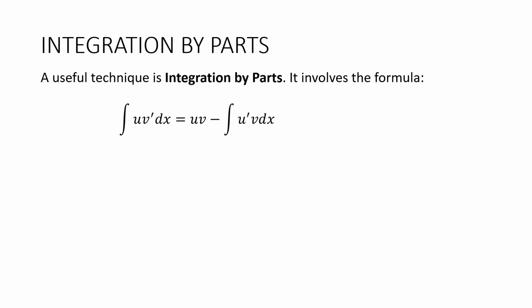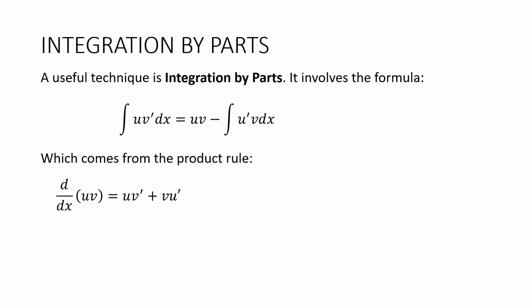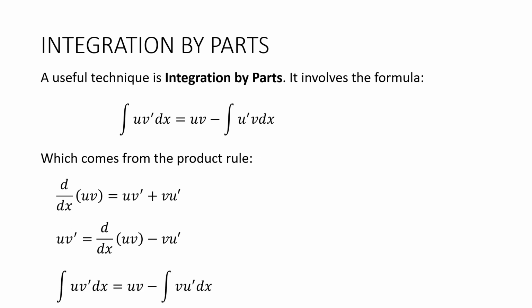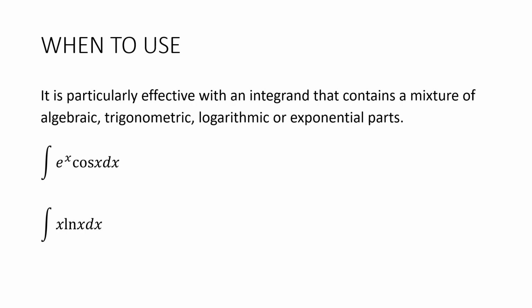It actually comes from the product rule, which is the derivative with respect to x of u times v is uv dashed plus v u dashed. Now rearranging that and making uv dashed the subject, and then taking integrals of everything with respect to x, we end up with our integration by parts rule.